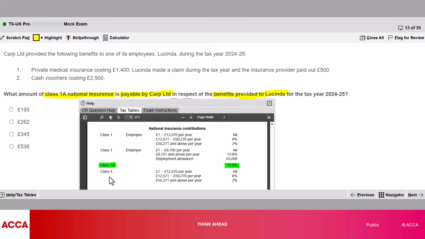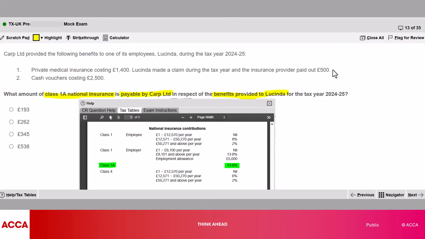The one thing that the tables don't tell you, of course, is what benefits will be subject to Class 1A. And it's going to be the taxable non-cash benefits. So, of course, for this question, we have 3 different figures provided. We've got private medical insurance. Lucinda has made a claim and the insurance provider paid £500. And we've got some cash vouchers. Now, cash vouchers are a cash benefit, so those are definitely not going to be included.